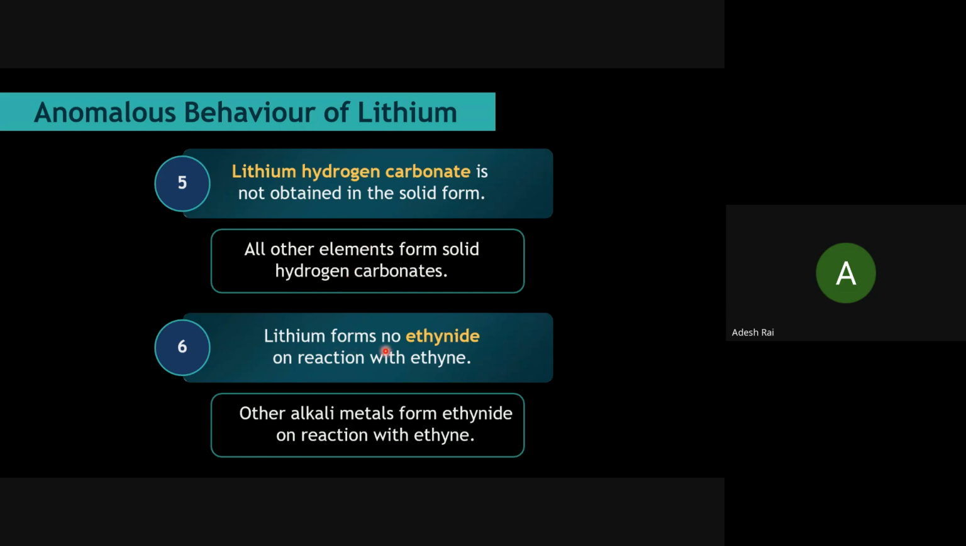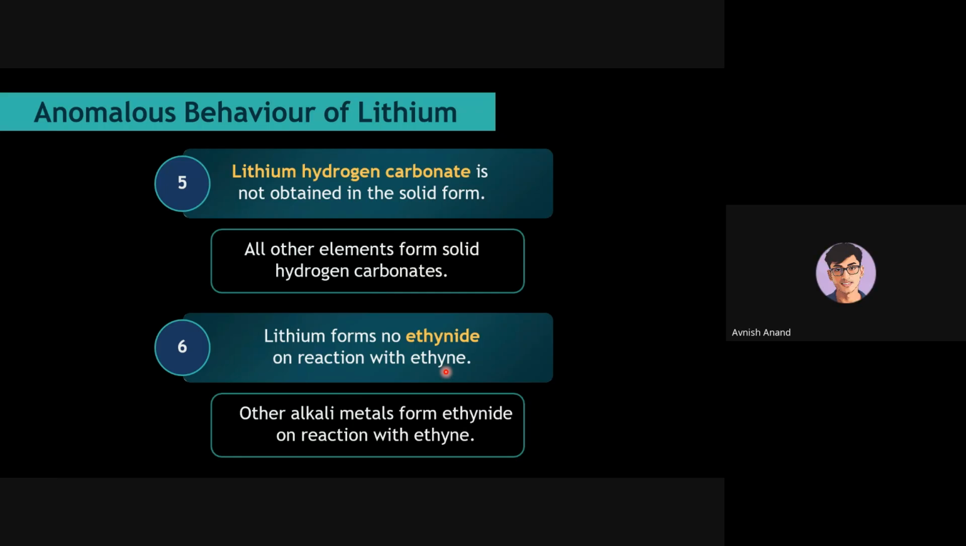Lithium forms no ethynide on reaction with ethyne. Other alkali metals form ethynide on reaction with ethyne. What is this? Have you understood this? क्या है ये? Ethynide. Why lithium? अच्छा, ethynide क्या हो जाएगा? Ethyne तो सुना है सर हमने. What is ethynide? अरे ethynide ion होगा ना? It will be an ion. Yes or no?